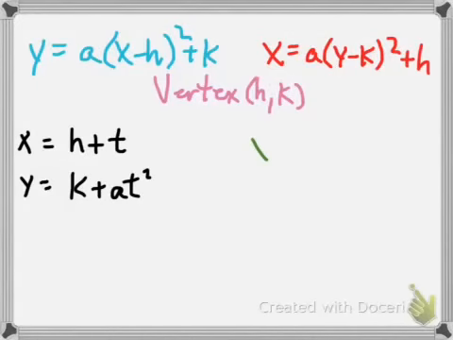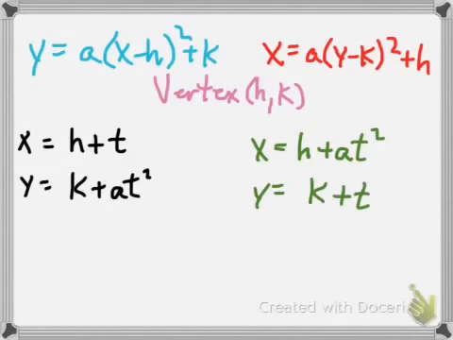Remember, parametrics are with respect to time. That's why we use t. If it's my horizontal parabola, it's going to be x equals h plus a t squared and y equals k plus t. So that is how you get your equations for the parametrics for a parabola. This is just in general to get your equations for a parabola.